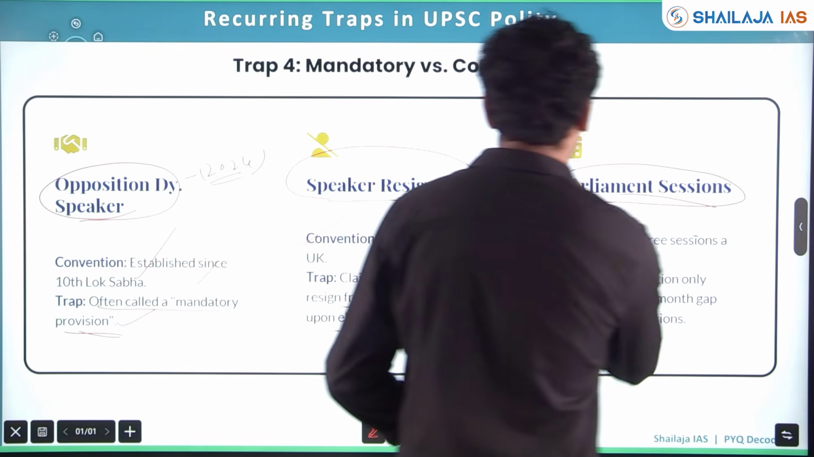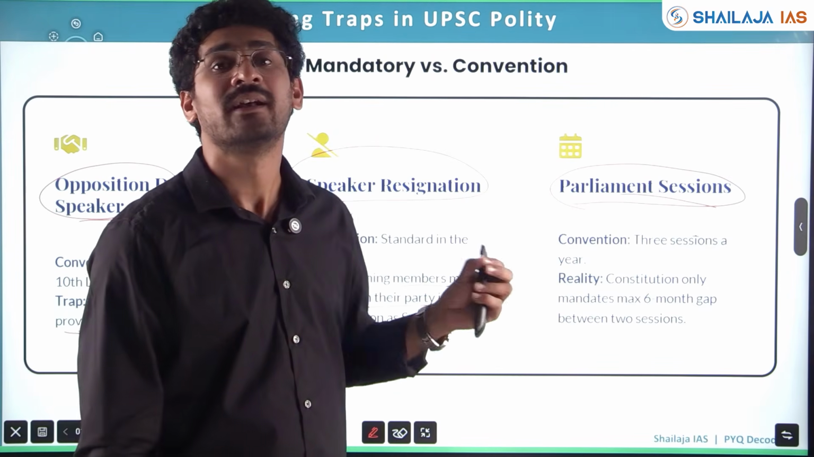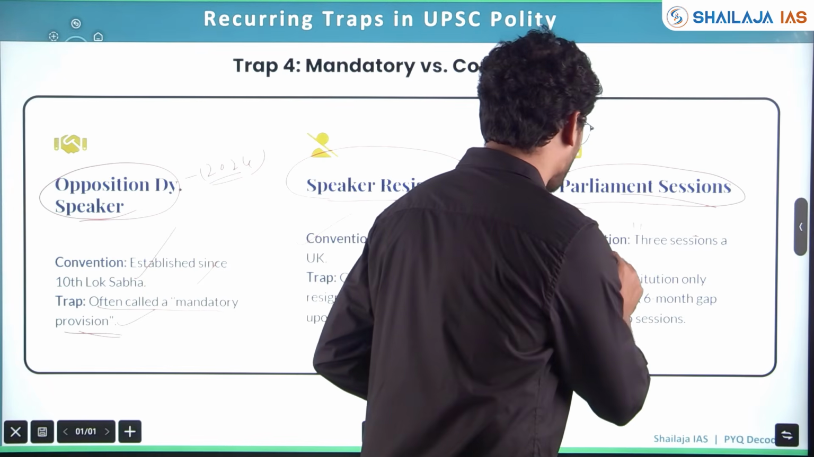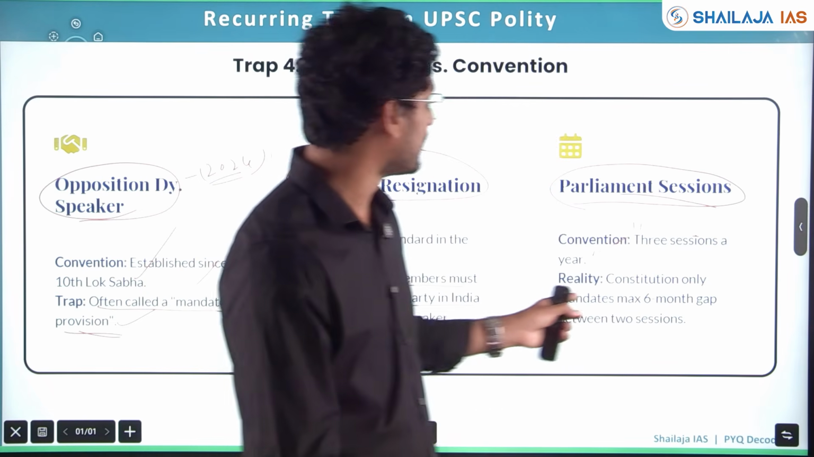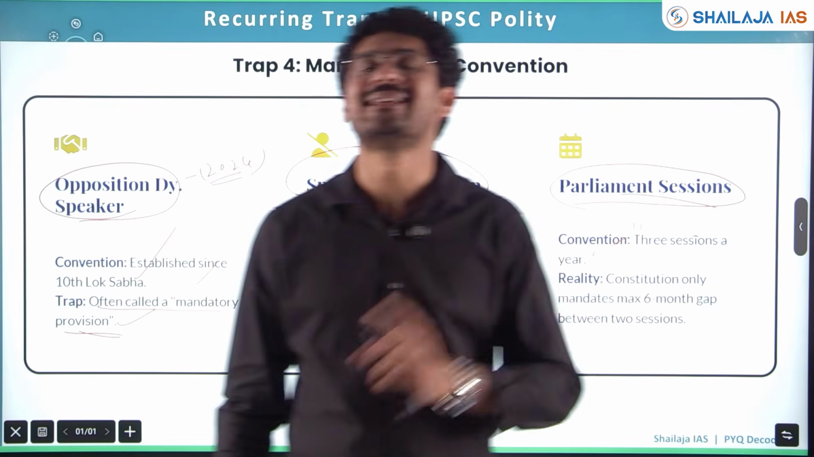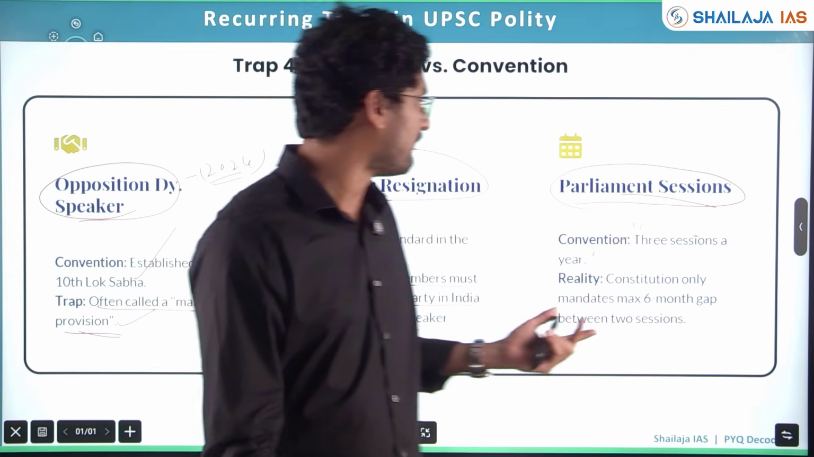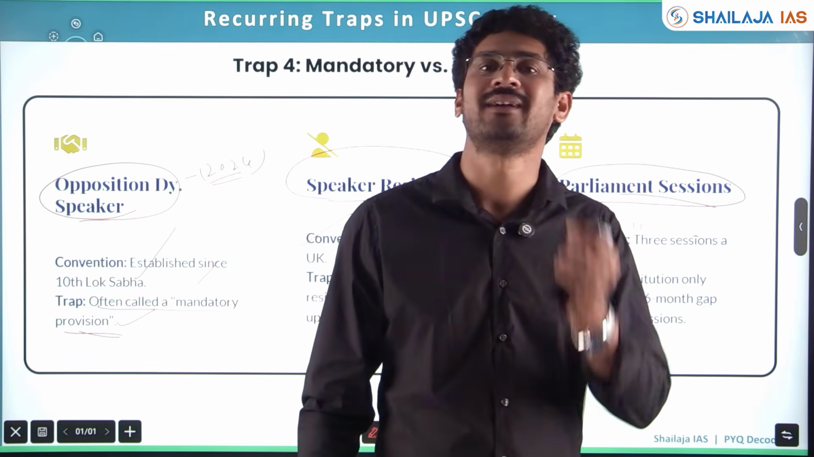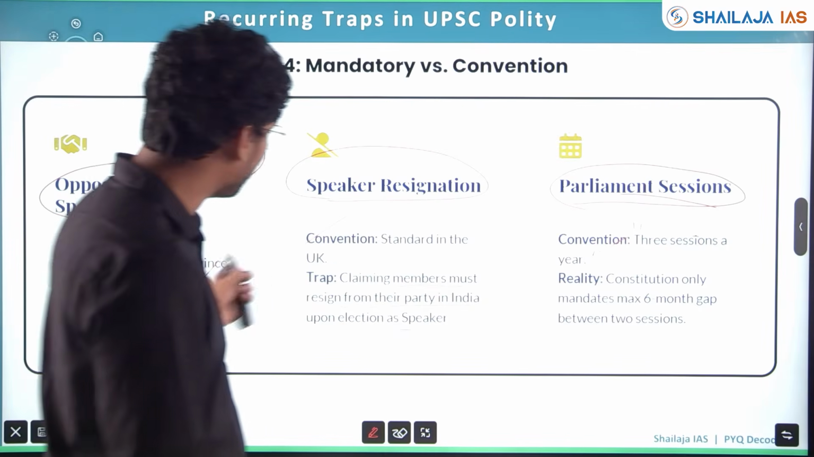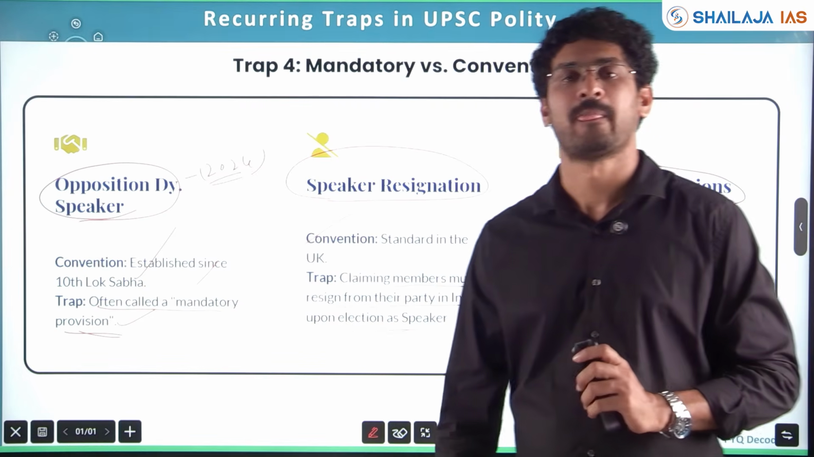Parliamentary session, I think in 22 or 23. Three sessions a year is a convention. Nowhere is it mentioned, but UPSC has asked whether it is mandatory or not. The constitution only mandated that there should not be more than 6 months gap between 2 sessions. So if you make 2 sessions also, fine. There is no mandatory provision that you have to have 3 sessions. The mandatory versus convention question has come every year. Clear?